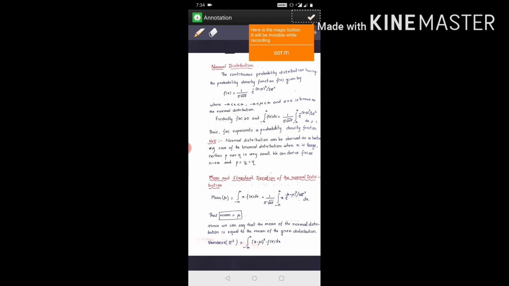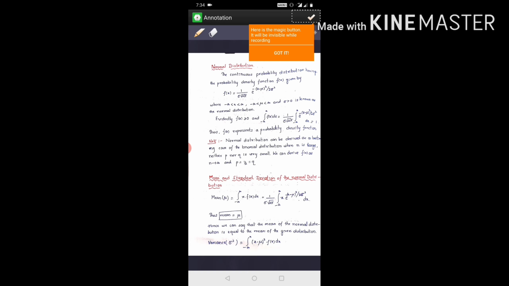Mean mu is given by the integral from minus infinity to plus infinity of x into f of x dx. When you substitute your f of x and go on solving, we will get the mean as mu only. So the mean for the normal distribution is equal to the mean of the given distribution itself.